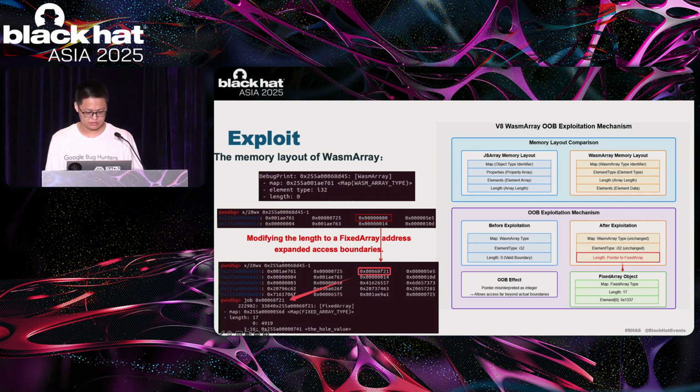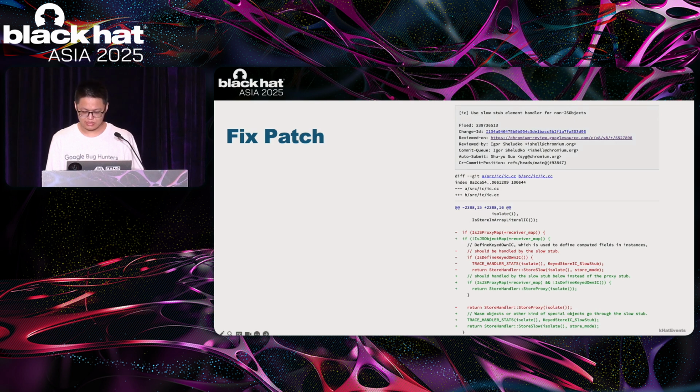achieve remote code execution. The root cause of this issue lies in V8's insufficient type checks when performing property assignments. Previously, V8 only applied special handling for JS proxy objects, while failing to account for other non-JS object types, such as Wasm objects. This override allowed Wasm object to incorrectly optimize the execution path meant for JavaScript objects. The patch directly addresses the issue by hardening the type check.